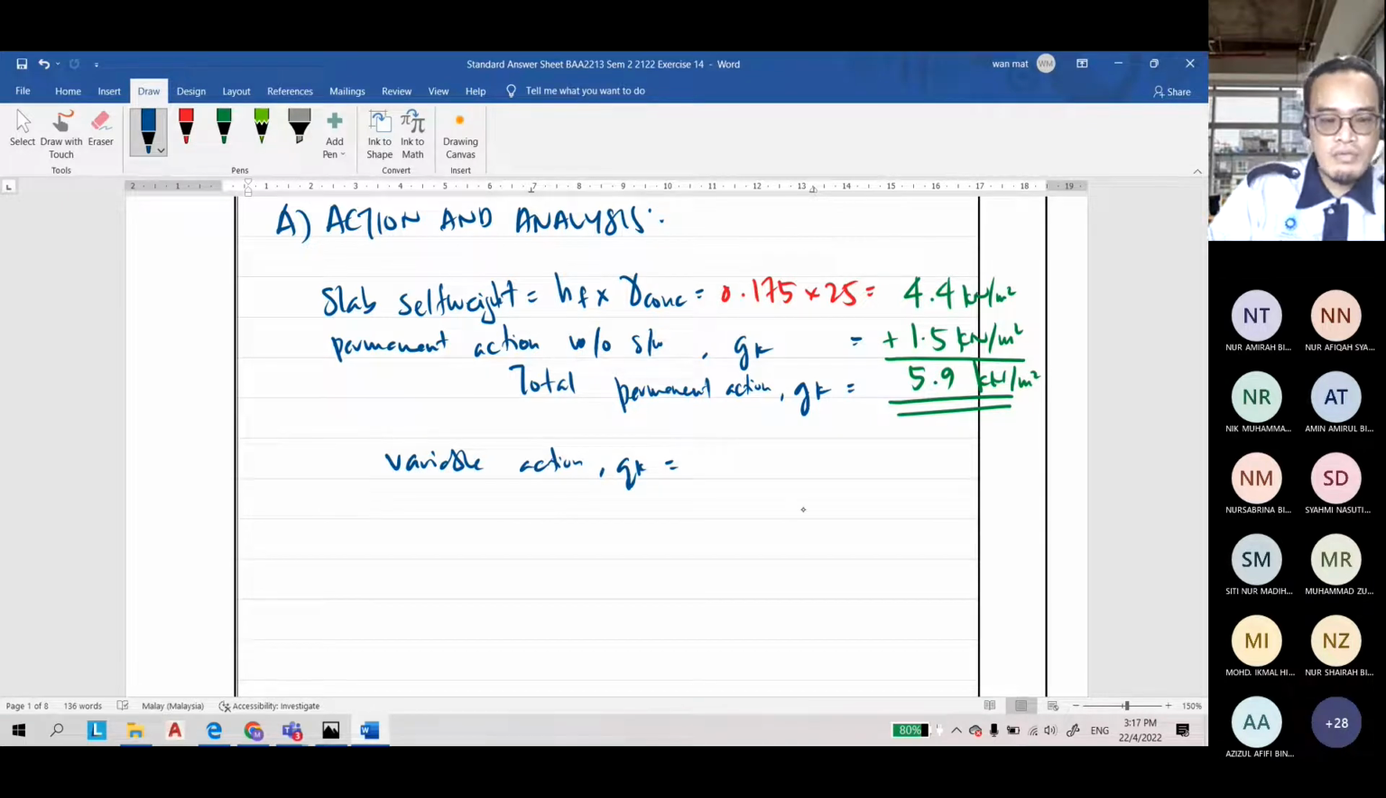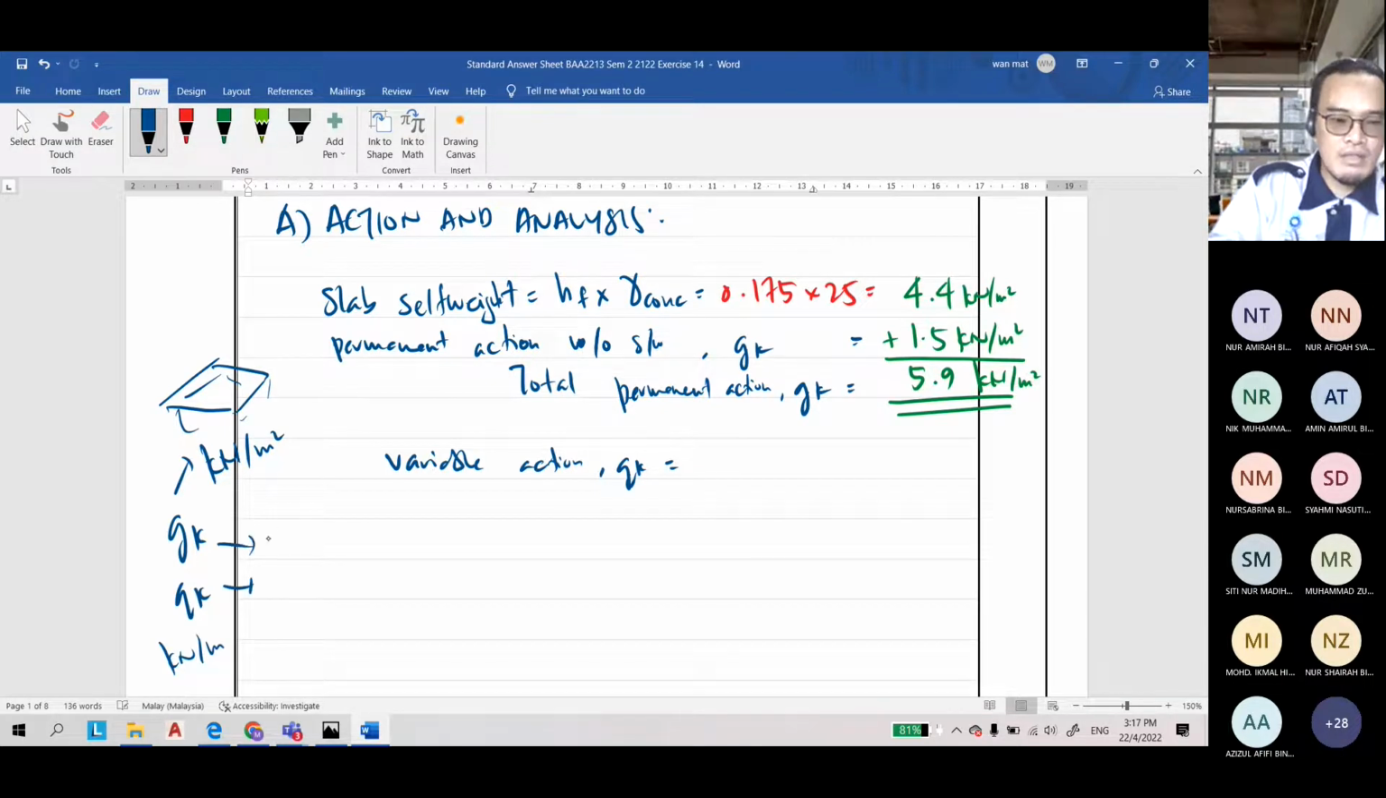is equal to, this one they use small letter gk and qk because this is area load, concentrated on area. So the unit is kilonewton per meter square. If the unit is kilonewton per meter, let's say on the beam, then the symbol is capital letter G and capital letter Q. That's the difference, you must know. So this one qk is 3.5 kilonewton per meter square.